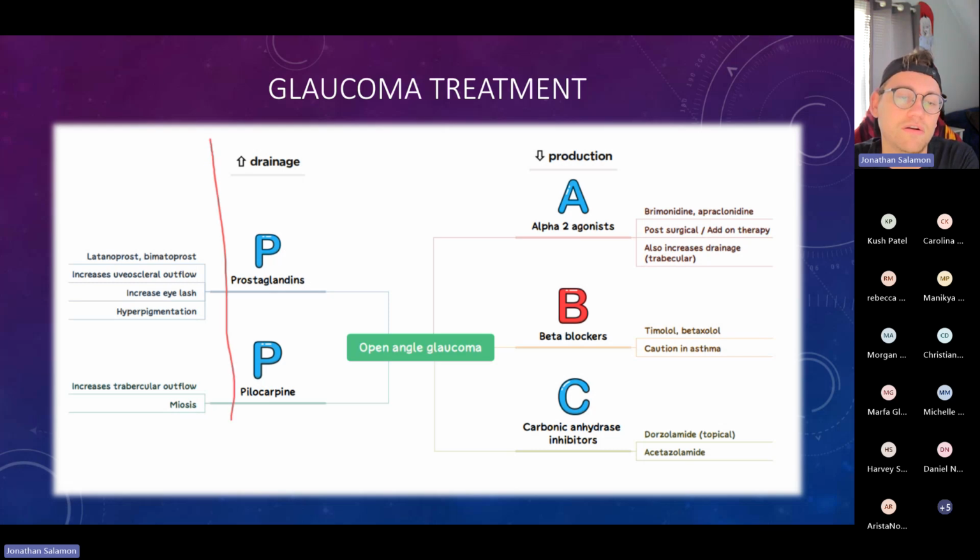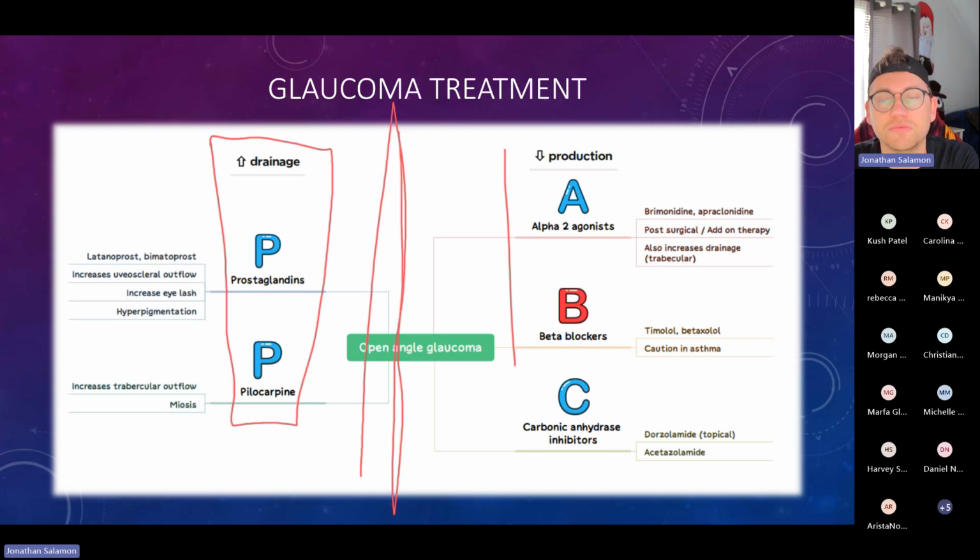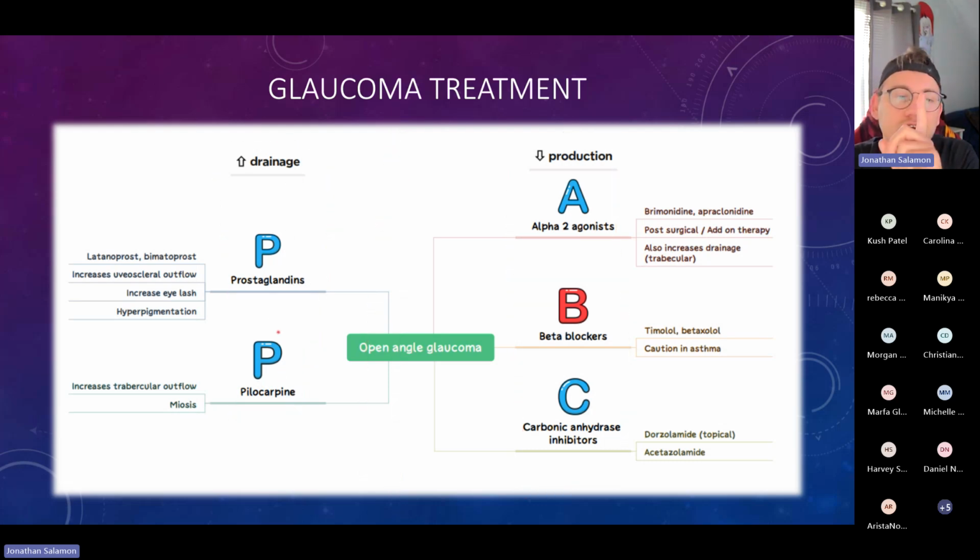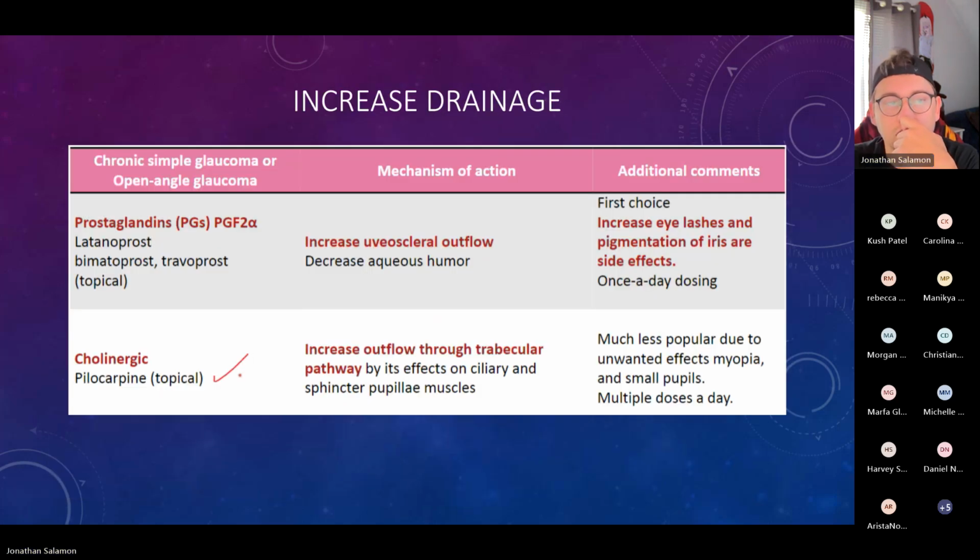I like this slide because he separates it into drainage versus production. Know that prostaglandins and pilocarpine increase the drainage, right? Specifically, actually, no, you do need to know this. Prostaglandins just increase permeability generally, so you end up with more uveoscleral outflow, whereas pilocarpine specifically increases the trabecular outflow. So that's super important and high yield, knowing those 2 things.